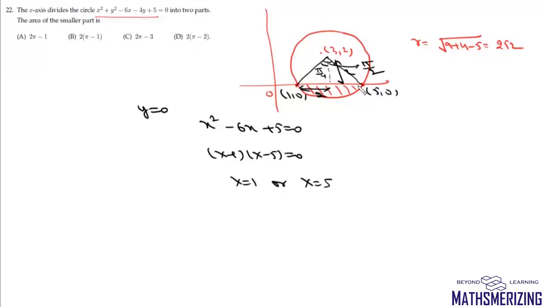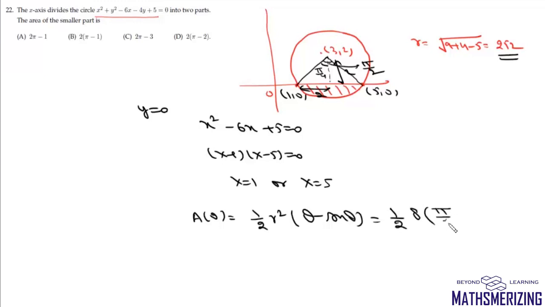Now we need to find the area of this segment. So we know that the area of the segment is given by 1 by 2 r square (theta minus sine theta). So it will be 1 by 2. Now what is the value of r square? r square is 8 and theta is pi by 2. Sine pi by 2 is 1. So it will be simply 2 into (pi minus 2), and that's your option number B.